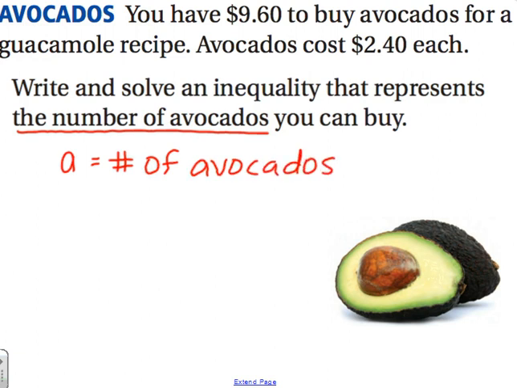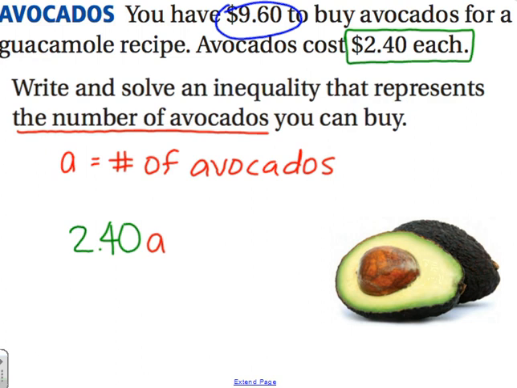Okay, because each one is $2.40 each, we're going to do $2.40 multiplied by the number of avocados. We only have $9.60, so that amount could be equal to $9.60, but it could not be larger. So 2.4a needs to be less than or equal to $9.60.